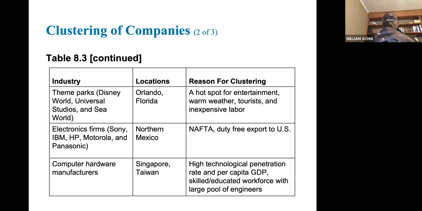The reasons for that usually have to do with synergetic effects. The amount of information generated out of Silicon Valley by any given organization could help other organizations within the same region develop other technologies that could make them even more competitive. So clustering has its advantages, and it's seen quite a bit in a number of different industries.